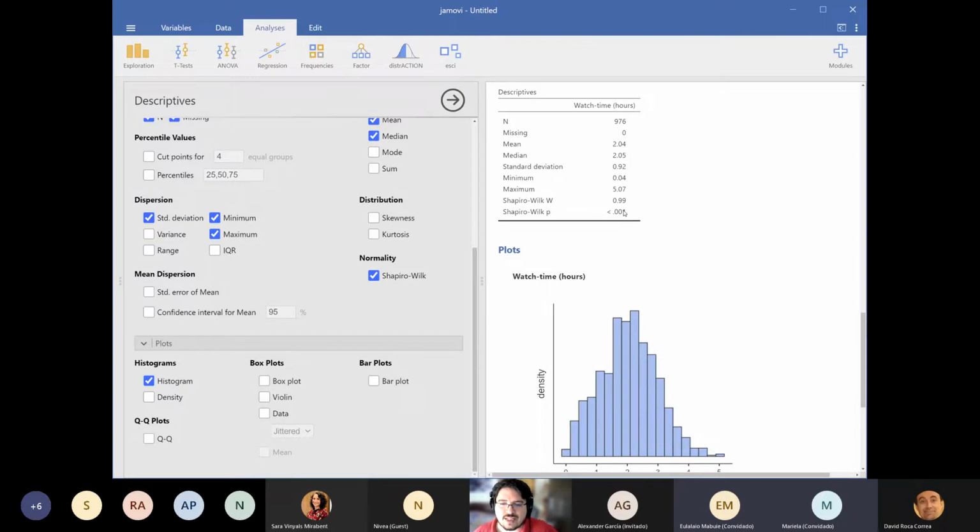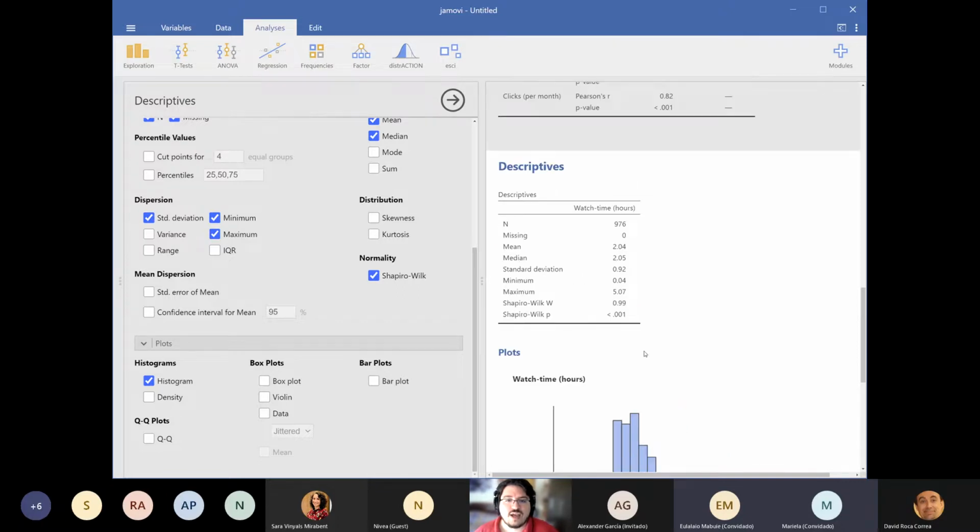Associated to this particular data set, if the null hypothesis of normality was true, the probability of observing this is very low. Therefore, we reject that idea and we say that this data is not normal. Okay.